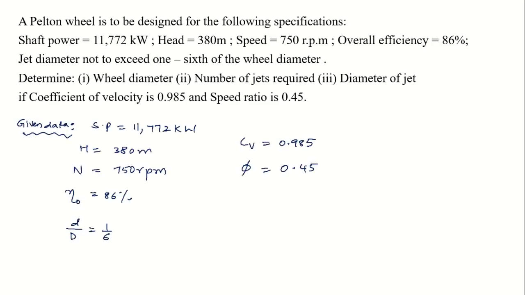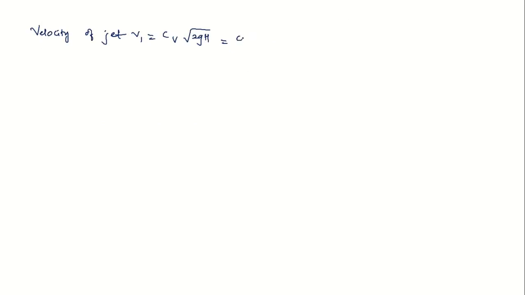Okay, so now we will get into the question. First let's calculate the velocity of the jet. Velocity of the jet is given by V1 equals CV root 2gh. This is the formula for V1. So it is 0.985 under root of 2 into 9.81 into 380. So from here, we get the value of V1 as 85.05 meters per second.